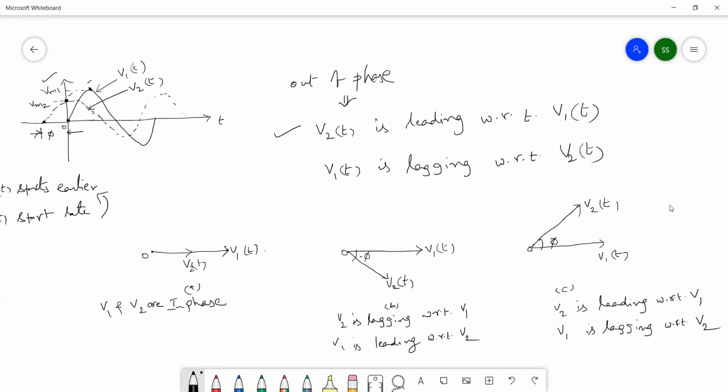Just straight away in your mind, freeze it like that. If the angle is in the negative axis in vector representation, that is your lagging. If it is in the positive axis, that should be the leading quantity. If both are on the same line, that should be in phase quantity. Understood?